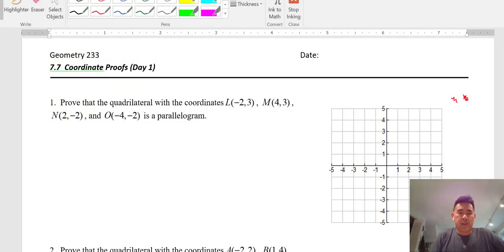So this next section is a bonus section in Chapter 7. It's doing what's called coordinate proofs. It's kind of putting together some of the reasoning from Section 7.6 and adding some algebra to it. I think you'll get the idea once we jump into some of the problems here. So let's take a look.